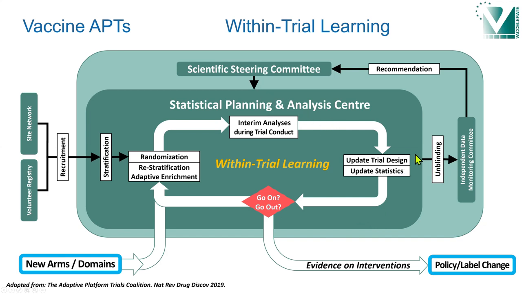And at the stage here where it says update trial design, unblinded information is communicated to an independent data monitoring committee. So this has to be independent. So the members of this independent data monitoring committee must not be involved directly with the trial conduct. But based on the information they have from unblinded data, they can make a recommendation towards the scientific steering committee of the trial, and then this is fed into the system.